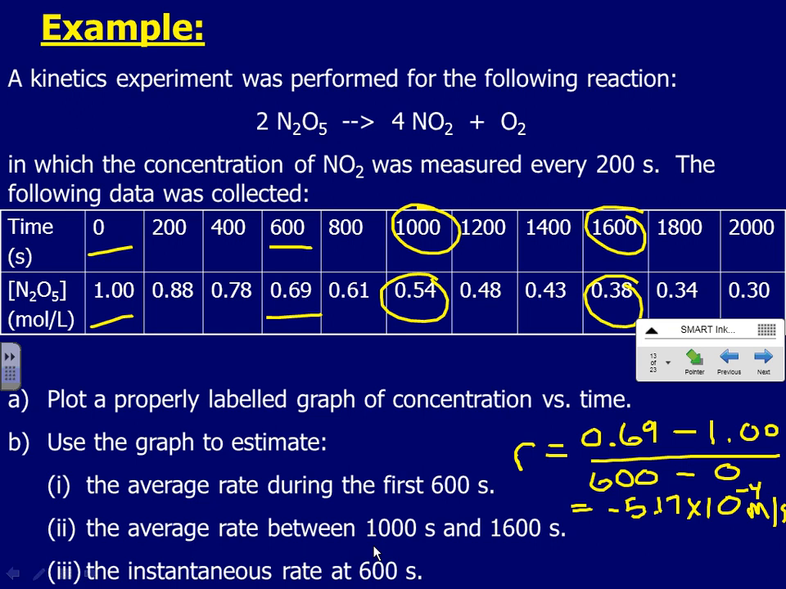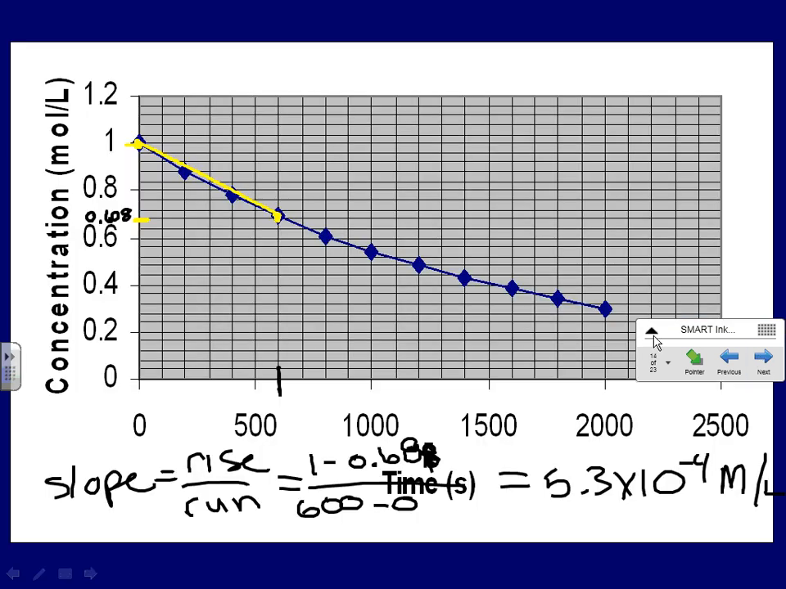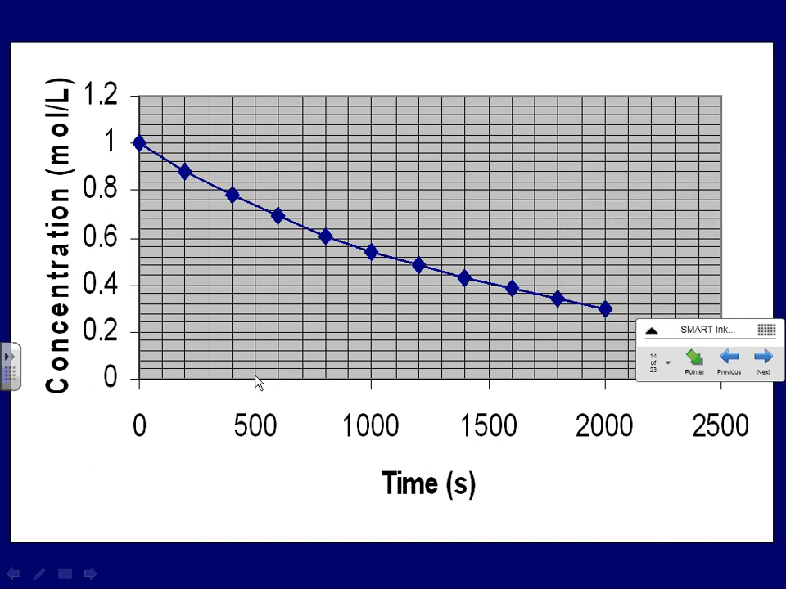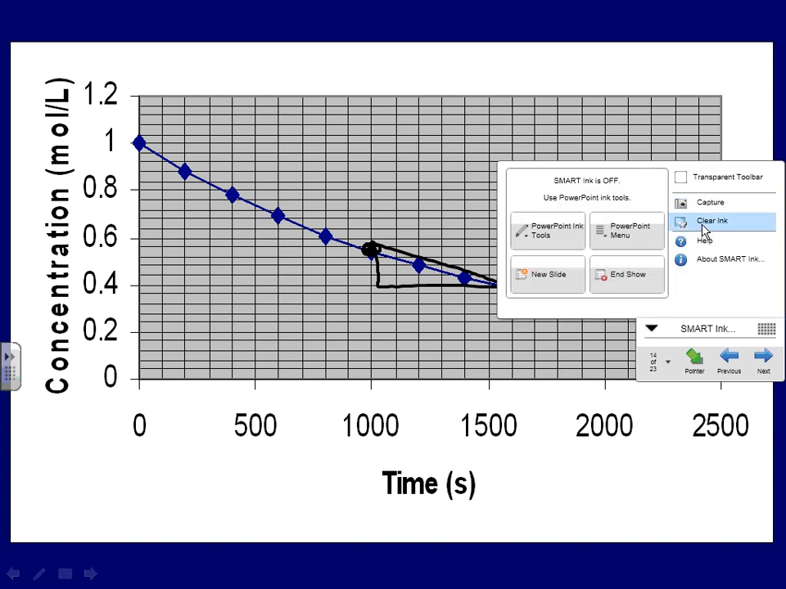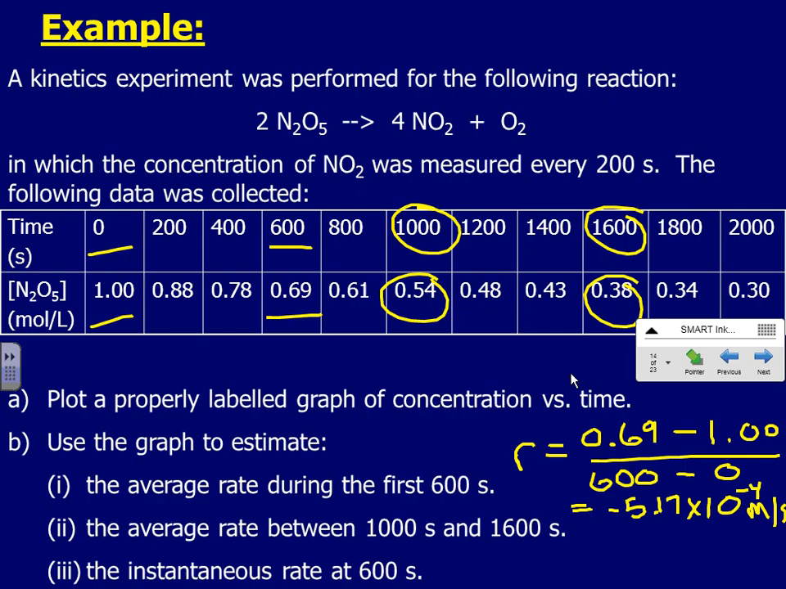If it was the average rate on the graph, then I would be looking at, and let me just do a little clear here, clear ink. If it was an average rate on the graph, I would be connecting 1,000 to 1,600. I'd draw a line. Again, I'd find rise over run, okay, for average, all right? And I'm going to clear this, and we'll quickly do an instantaneous one. Clear ink. Let me go back. The clear ink here as well.